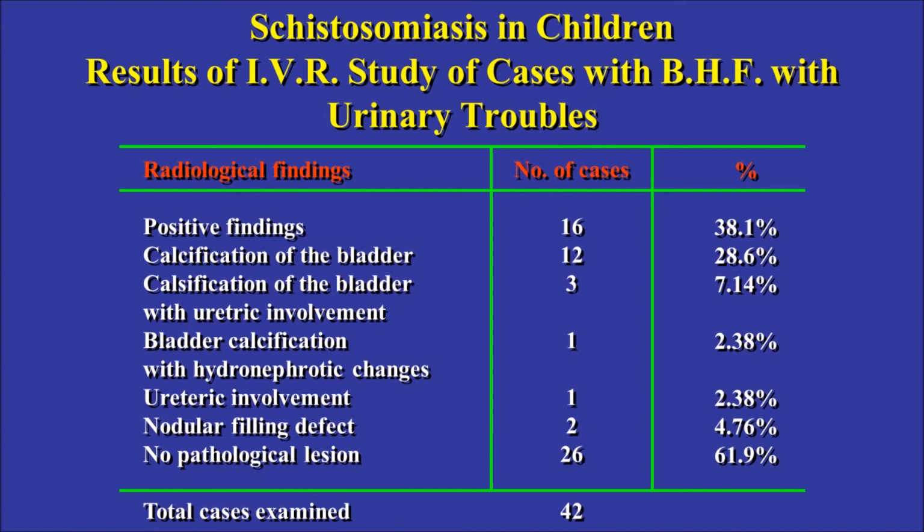Now, this slide shows the radiological investigation findings in cases with Bilharzial hepatic fibrosis with urinary troubles. Positive findings 16: calcification of the bladder 12, calcification of the urinary bladder with involvement of the ureteric movement in 3, bladder calcification with hydronephrosis 1, ureteric involvement 1, and nodular filling defect. No pathological lesions in 26.